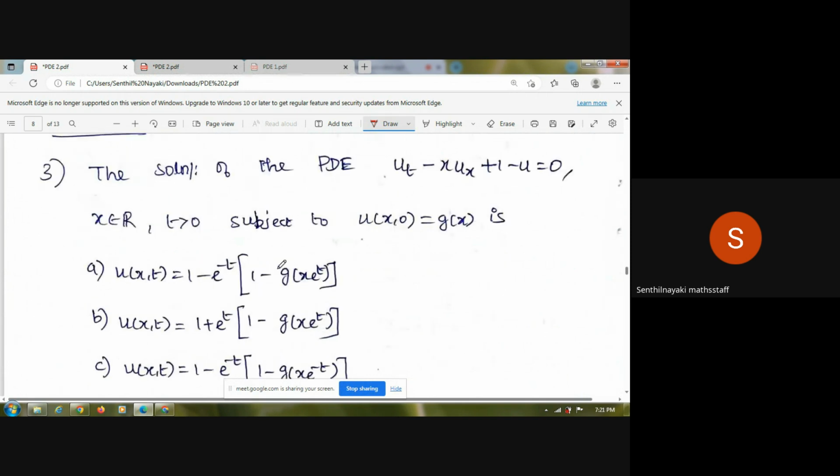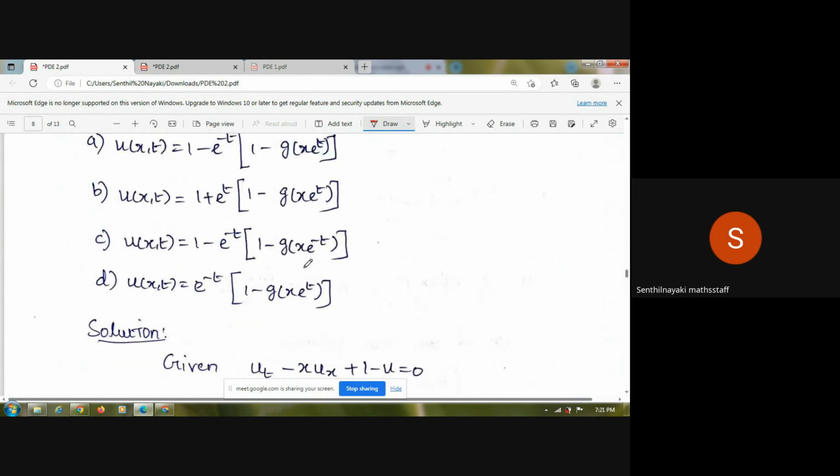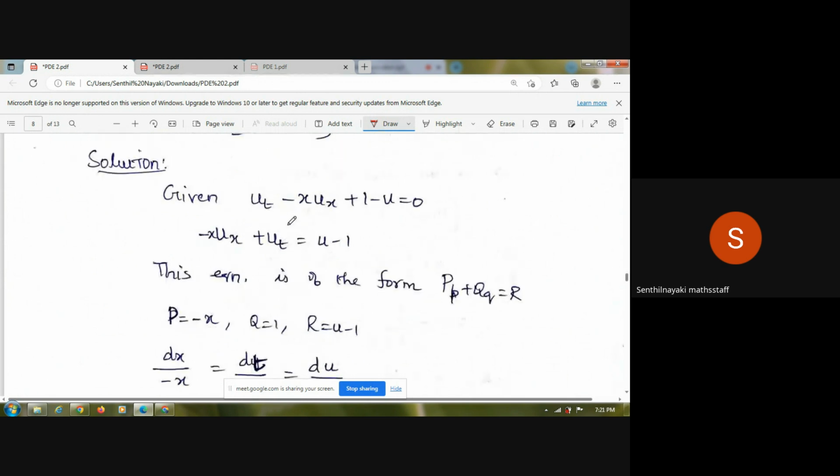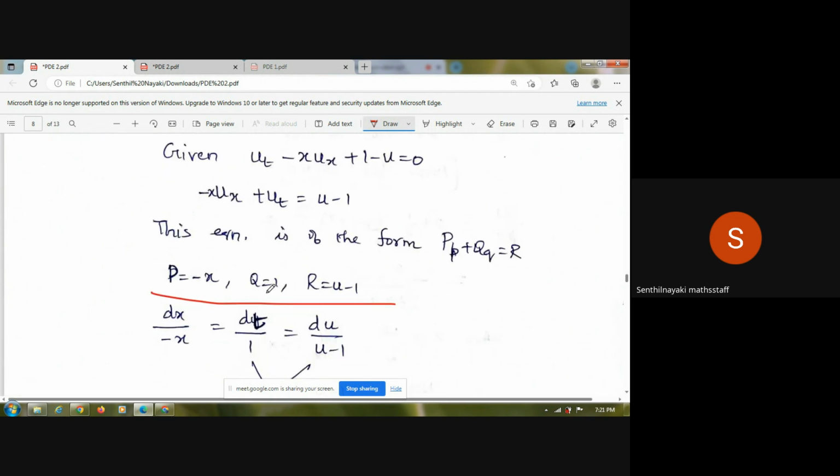Okay, this is the same Cauchy problem, because u_t minus x u_x plus 1 minus u means this is Lagrange's linear PDE, but in addition to that they have given one more condition, therefore it is a Cauchy problem. So we have to find out the solution of this problem. From this we have to find out the p, q and r values. So p is in terms of x and r is in terms of u minus 1.